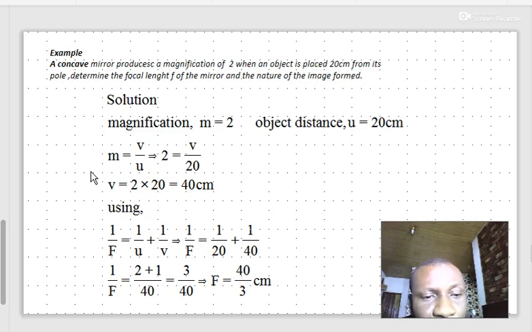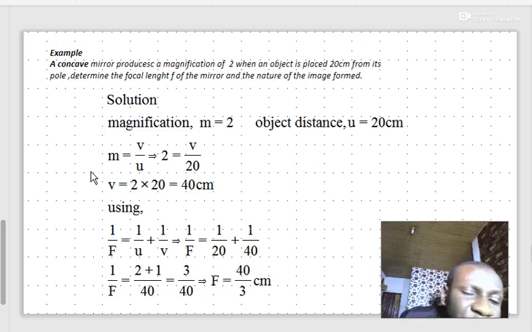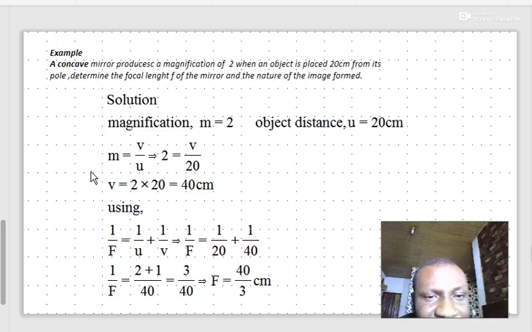But that is not what they want us to find. v is the image distance. The image of the object, its distance is 40. But that's not what they want us to find. They want us to find the focal length of the mirror. So for the focal length, using the mirror formula that we have seen, 1 over f is equal to 1 over u plus 1 over v.